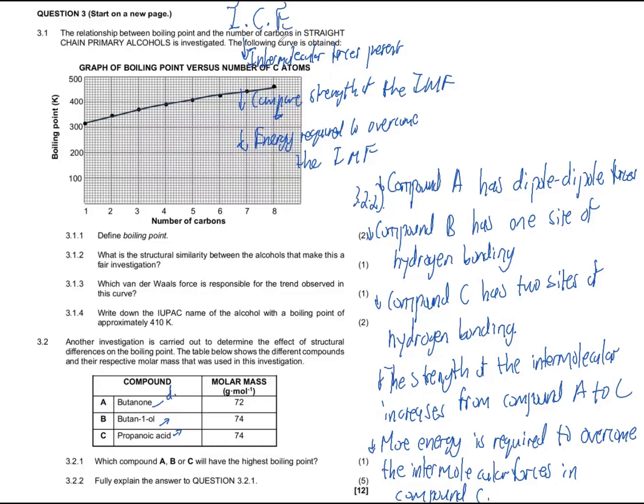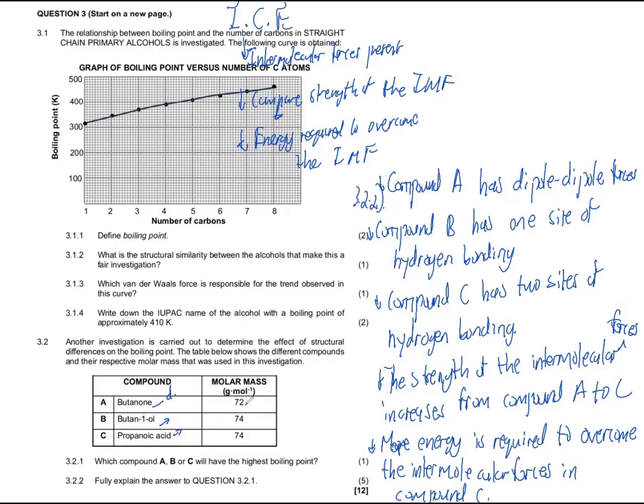We have mentioned the intermolecular forces present in all of those compounds. Now we say the strength of the intermolecular forces increases from compound A to compound C. More energy is required to overcome the intermolecular forces in compound C. Thus, it has the highest boiling point. So, yep, that's it. So that's how you are supposed to go through this question for a total of 12 marks.